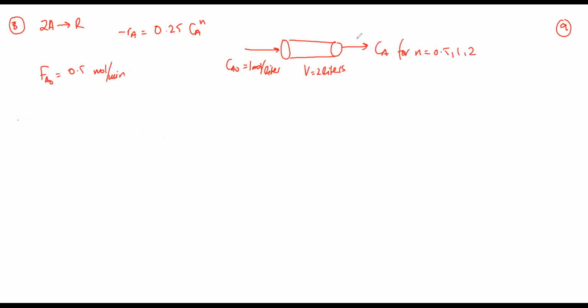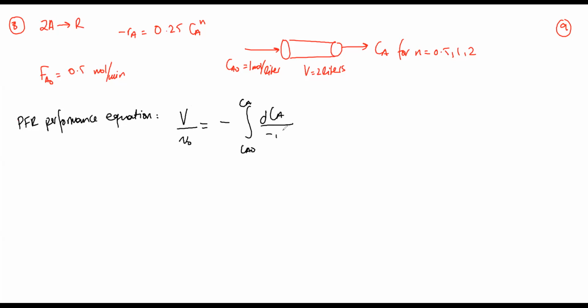Okay. So PFR, let's start with the PFR performance equation. So that is what we're going to do. PFR performance equation, and it's V over V naught is equal to minus integral CA naught to CA of dCA over minus RA. And I'm using the concentration form because I'm looking for a concentration and I'm given the concentration. I'm not given any conversions. You can, if you want, use the conversion form, convert everything to conversions, just whichever you're comfortable with. The math will always work out.